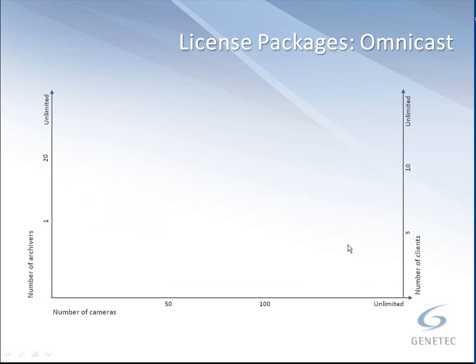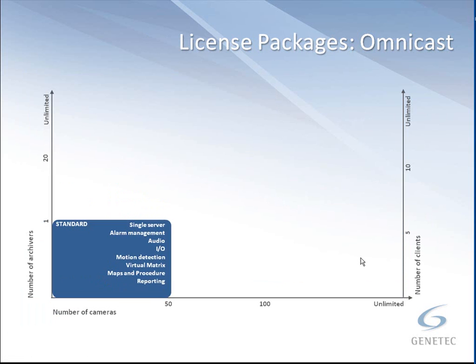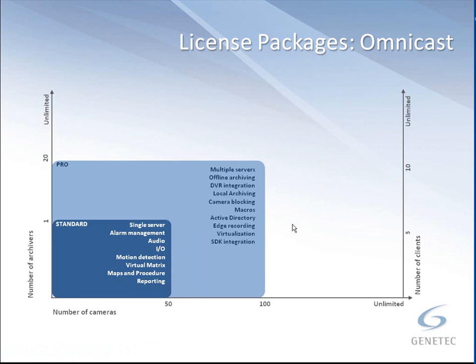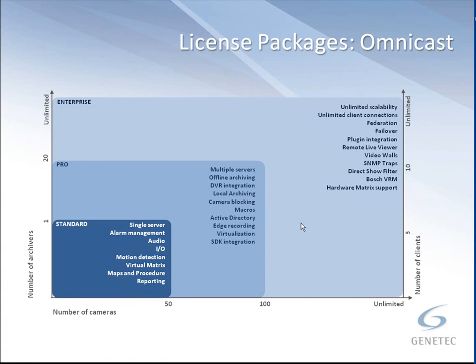So let's take a quick look at what is included in the license packages for Omnicast. We'll take a look at the most recent version of the software, Omnicast 4.6. But if you have any questions about what is included in previous packages, please let us know or contact your regional sales manager. In Omnicast, we have 3 packages available: Standard, Pro, and Enterprise.